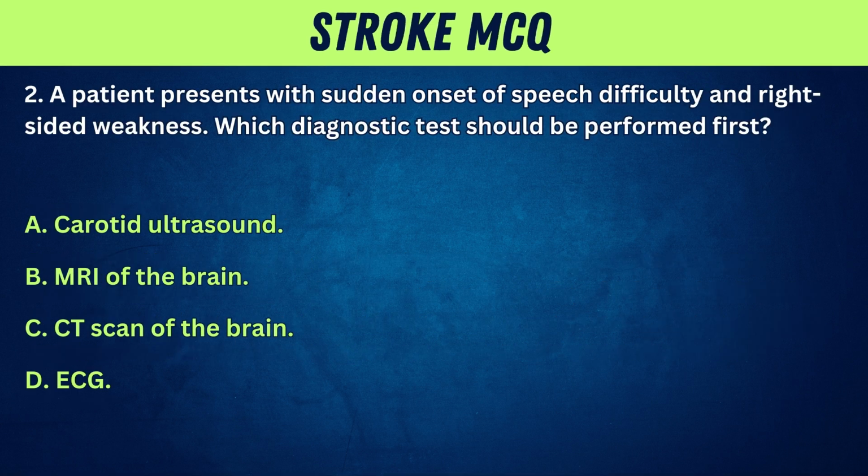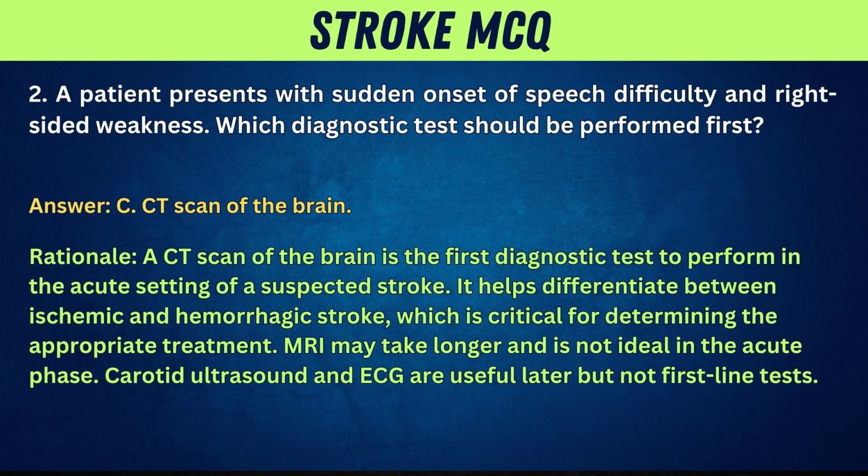2. A patient presents with sudden onset of speech difficulty and right-sided weakness. Which diagnostic test should be performed first? A. Carotid ultrasound. B. MRI of the brain. C. CT scan of the brain. D. ECG. Answer: C. CT scan of the brain. Rationale: a CT scan of the brain is the first diagnostic test to perform in the acute setting of a suspected stroke. It helps differentiate between ischemic and hemorrhagic stroke, which is critical for determining the appropriate treatment. MRI may take longer and is not ideal in the acute phase. Carotid ultrasound and ECG are useful later, but not first-line tests.